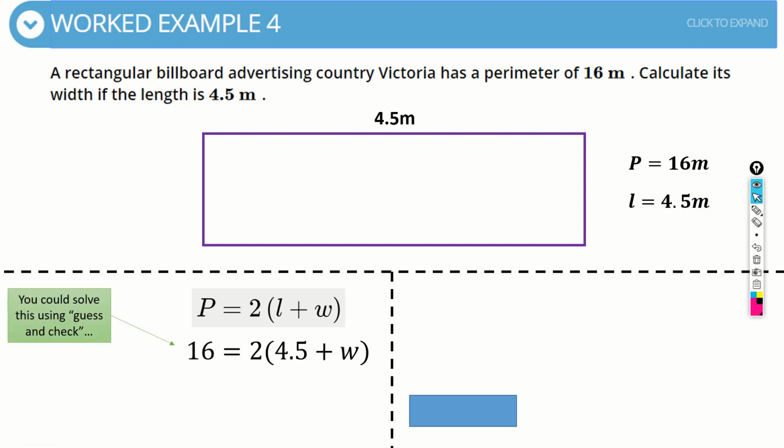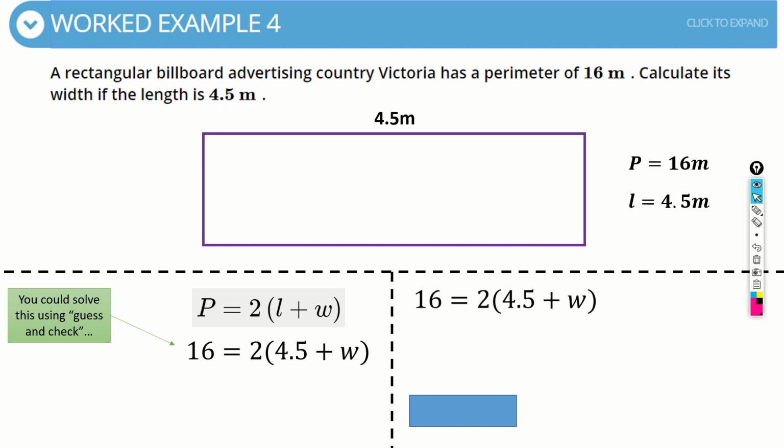Okay, so one way that we can solve this would just be to use guess and check. So we can fill in the parts that we know into our formula. We know the length is 4.5, we know the perimeter is 16, and we can guess what number goes here until we get it right. There's nothing wrong with that strategy, but it's probably not the most efficient way to do it.